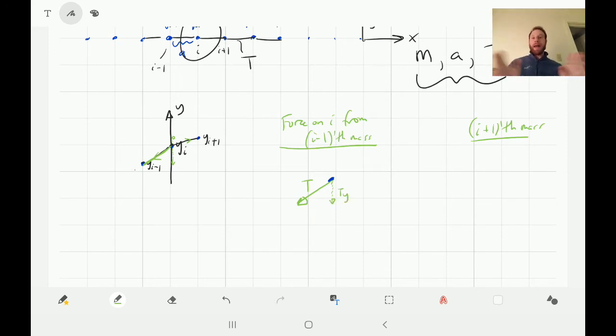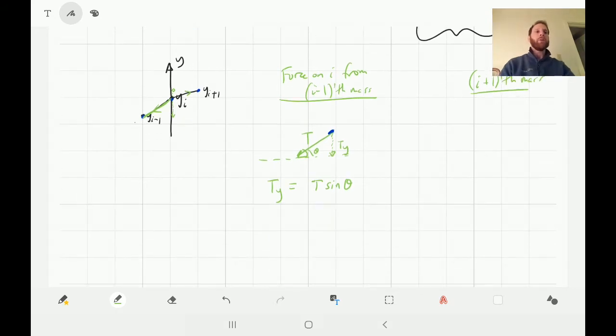Remember, the mass we're assuming is just forced to move only in the vertical direction. We can figure out Ty if we also know this angle, or we know the sine of that angle. So Ty should be given by T times the sine of that angle, and we need to be careful: we're going to include a minus sign later on. If this is the arrangement, then we'll have to put a minus sign, but let's see what happens. So this is equal to the tension times the sine of that angle.